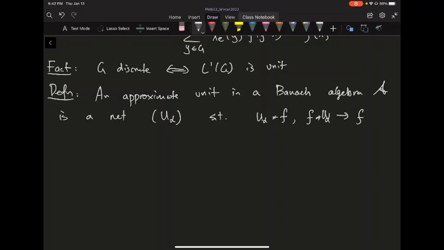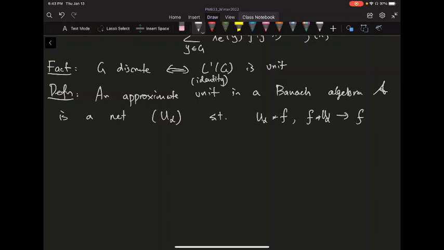Of course, if your Banach algebra is unital, you just pick the net to be the unit. So it's actually always equal to that. But in general, you may not have a unit, but in many cases you do have an approximate unit, sometimes also called an approximate identity.